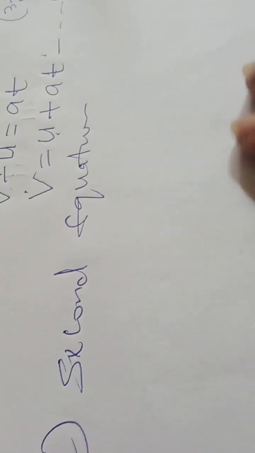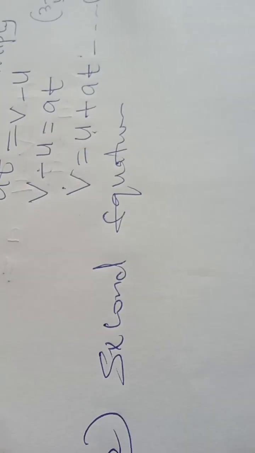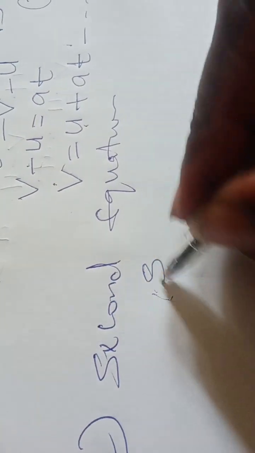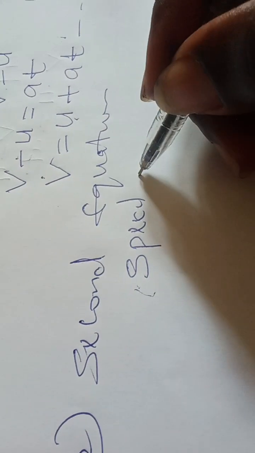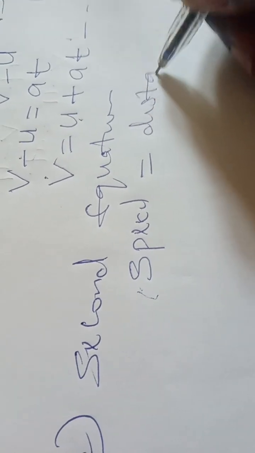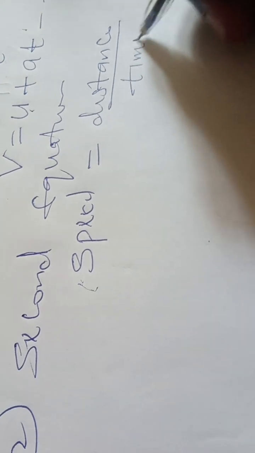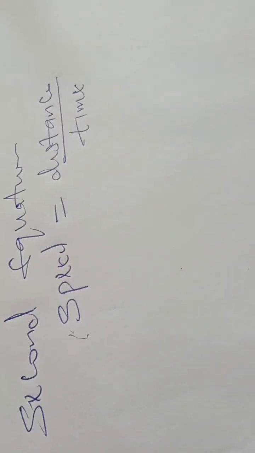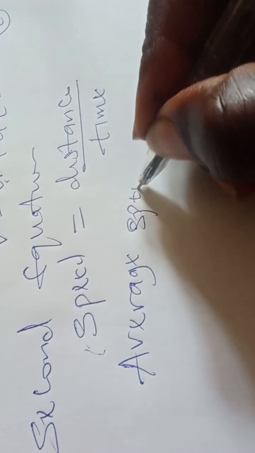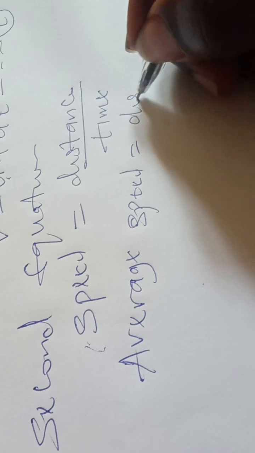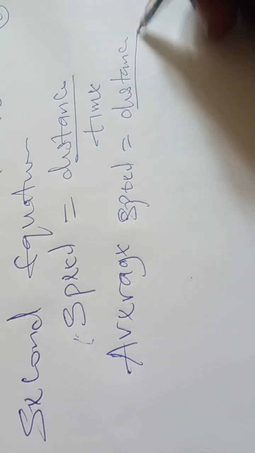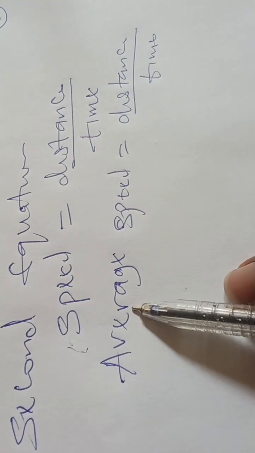So how do we get the second equation? We start from speed, which is distance over time. So we're having average speed, which will give us distance over time.